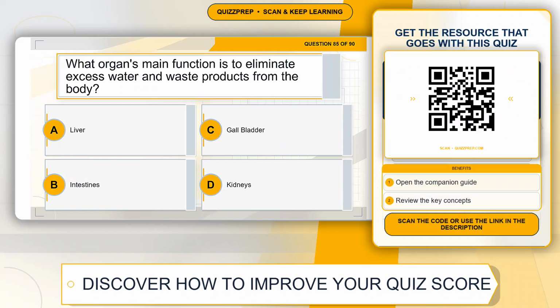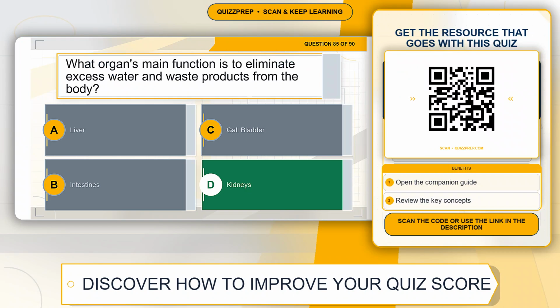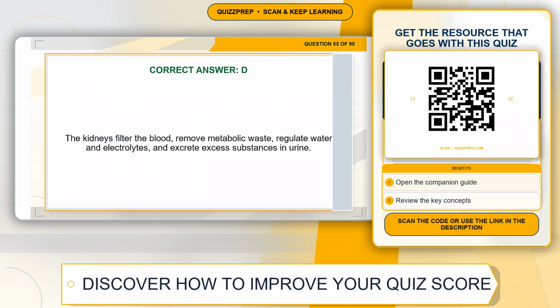Question 85. What organ's main function is to eliminate excess water and waste products from the body? Option A, liver. Option B, intestines. Option C, gallbladder. Option D, kidneys. The correct answer is option D, kidneys. Explanation. The kidneys filter the blood, remove metabolic waste, regulate water and electrolytes, and excrete excess substances in urine.